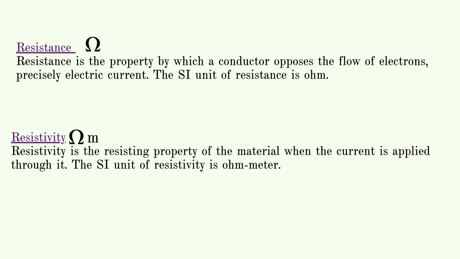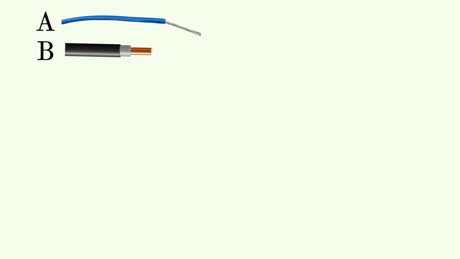So what is the difference between resistance and resistivity? Resistance is the property by which a conductor opposes the flow of electrons, precisely electric current. The SI unit of resistance is ohm. Resistivity is the resisting property of the material when the current is applied through it, and the SI unit of resistivity is ohm meter.